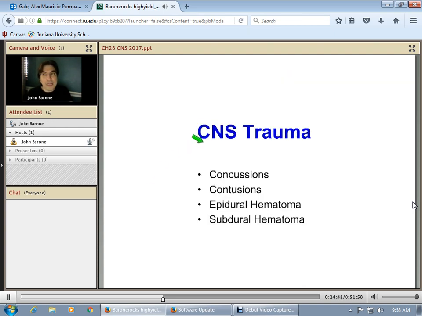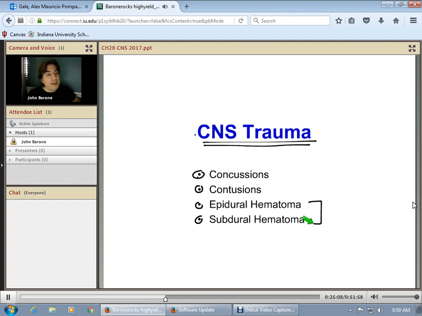Okay, now next category are the CNS trauma. Head trauma is a common thing, not only in sports, but motor vehicle accidents, people get drunk and they fall down. We're going to see a lot of CNS trauma here. So very important to know these lesions. And we're going to talk about concussions, contusions, but the highest yield is going to be epidural and subdural hematomas.